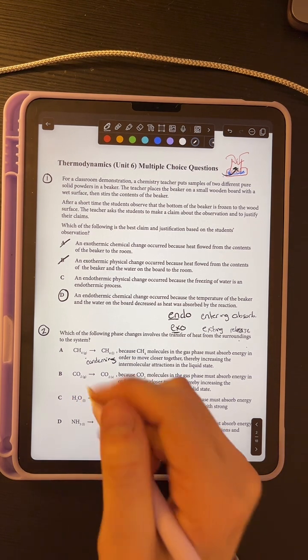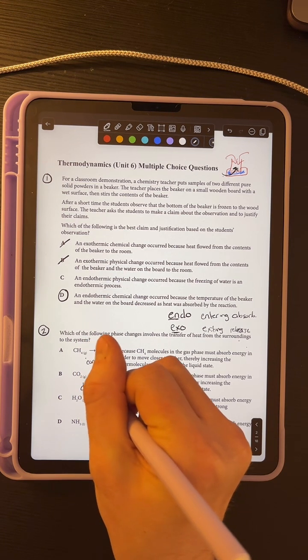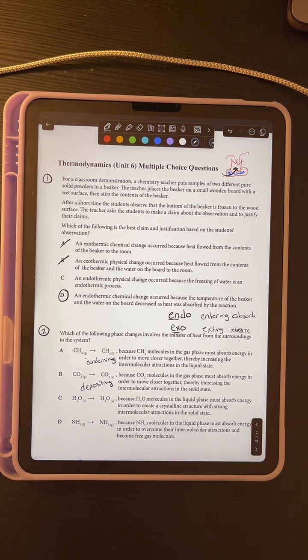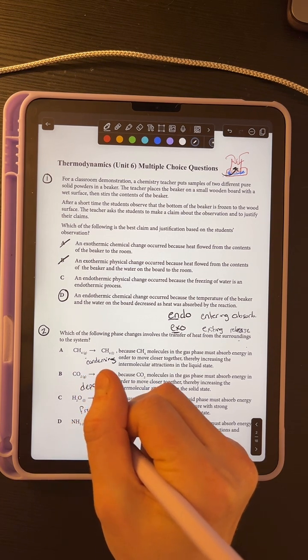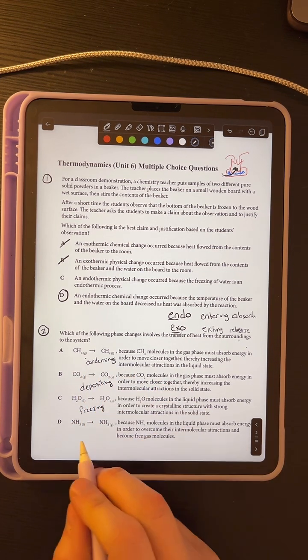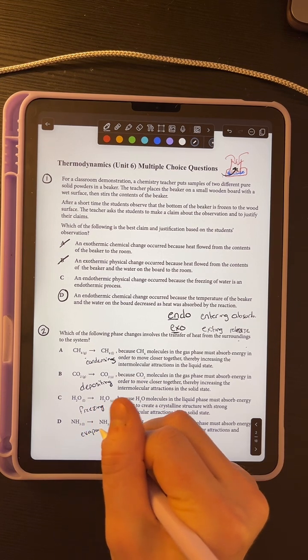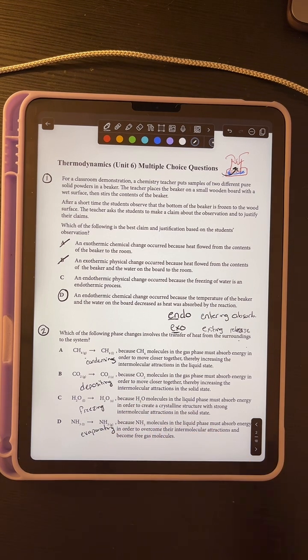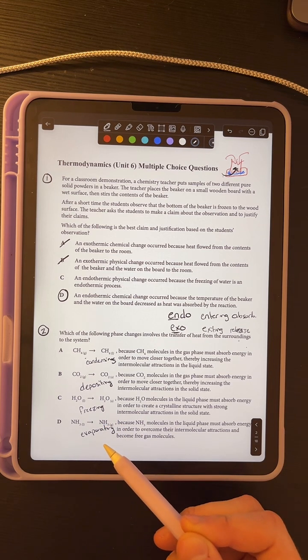As we go from a gas to a solid, that is deposition or depositing. We'll kind of put depositing there. Liquid to solid, that would be freezing. And liquid to gas would be evaporating. So these are our phase changes that we're going through here. We have condensing, depositing, freezing, and evaporating.